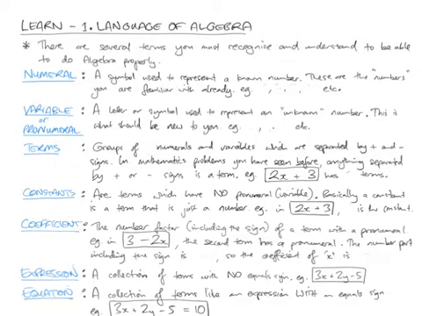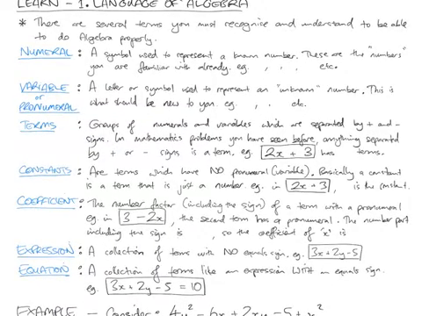This is a video on the language of algebra. There are several terms that you need to be aware of and understand to be able to do algebra properly. The first one is the term numeral, and that is a symbol used to represent a known number. These are the numbers you're familiar with already. Numbers that you've learned about in primary school are numerals. That's the proper name for them. So 1, 2, 3, 4, etc. are examples of numerals.